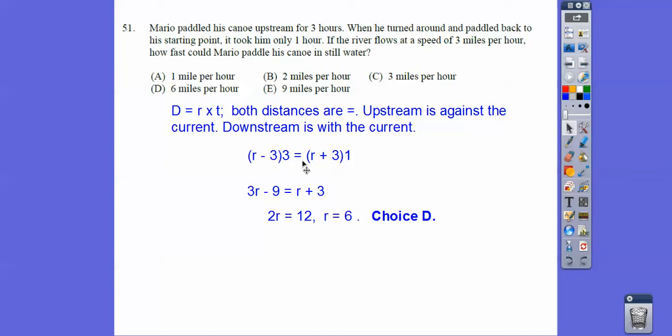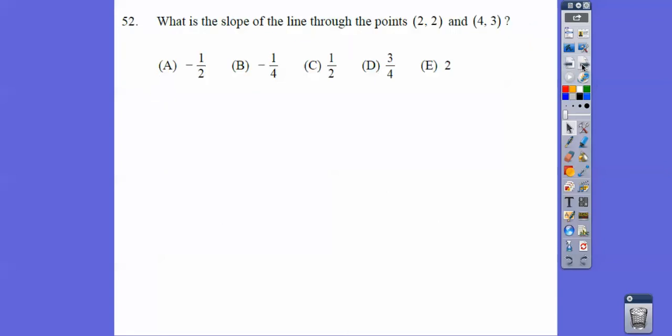His distance going downstream is the rate plus the current. Remember, you're walking up the escalators in the airport, how you go faster? Well, same when you're going downstream. Only took him an hour, so rate times time. So go ahead and solve for R, and we get R equals 6. So choice D on that one. Okay, classic Algebra 1. One more, and then I'll stop after this.